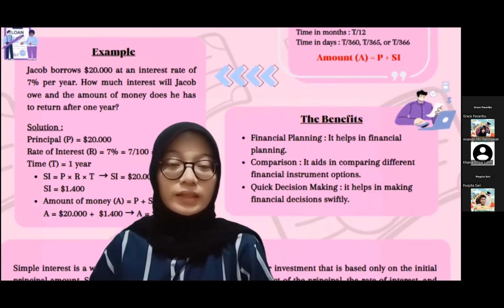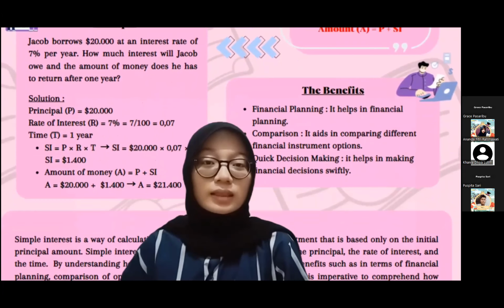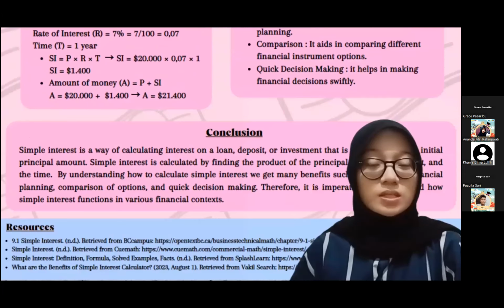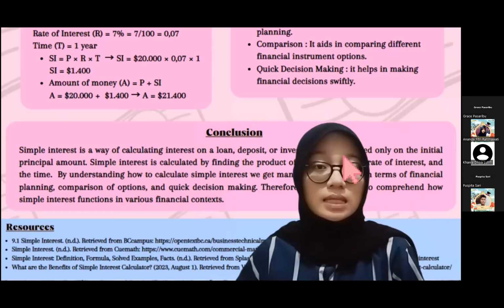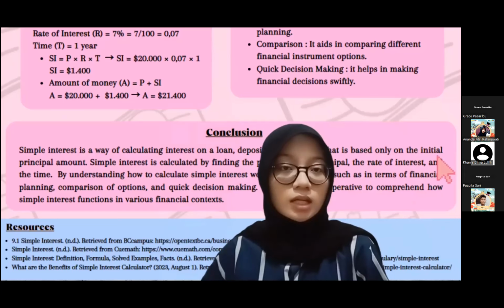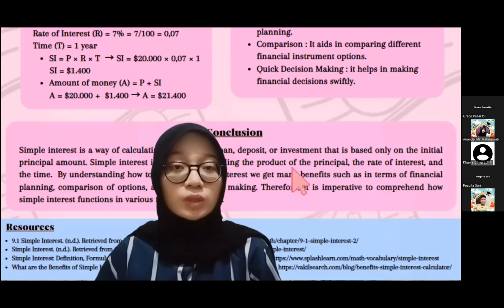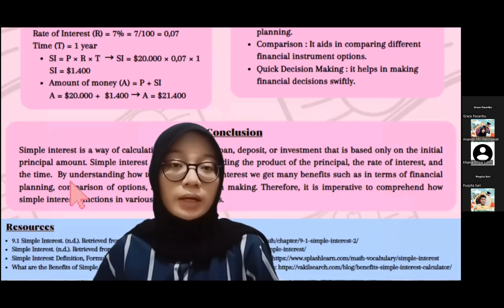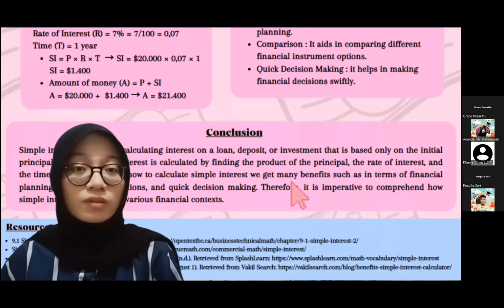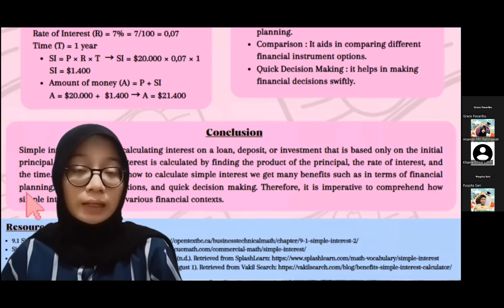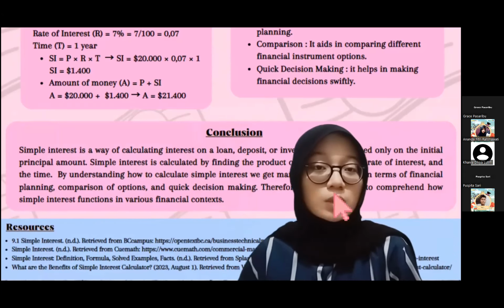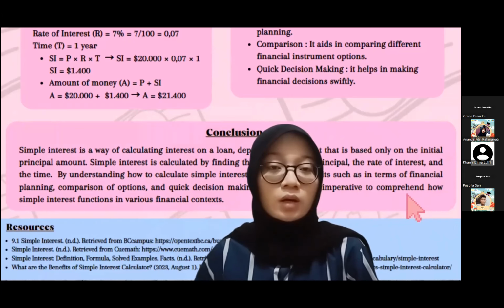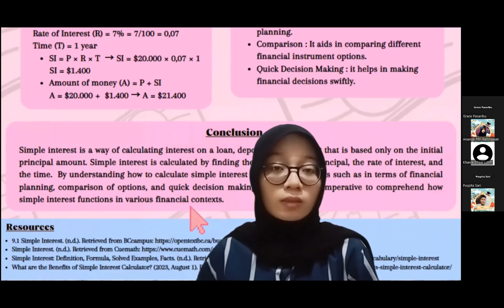Last, before closing the presentation, I will provide a conclusion from the previous explanation. Simple interest is a way of calculating interest on a loan, deposit, or investment that is based only on the initial principal amount. Simple interest is calculated by finding the product of the principal, the rate of interest, and the time. By understanding how to calculate simple interest, we get many benefits, such as in terms of financial planning, comparison of options, and quick decision making. Therefore, it is imperative to comprehend how simple interest functions in various financial contexts.